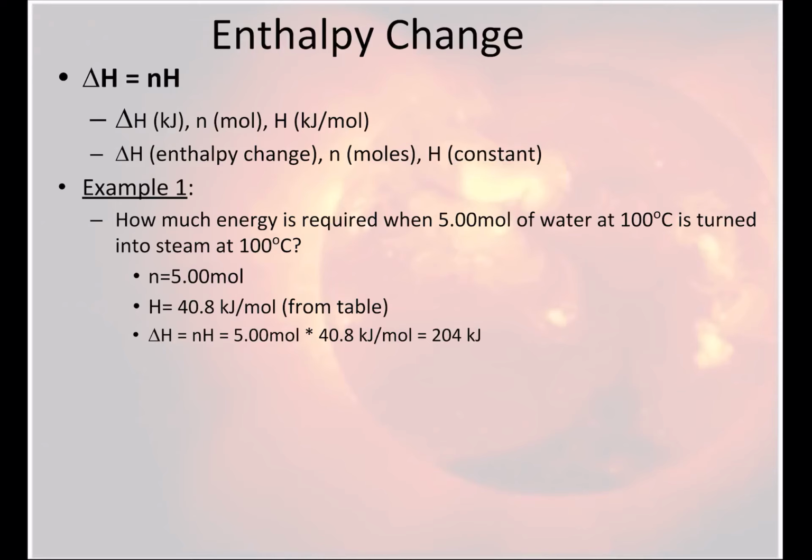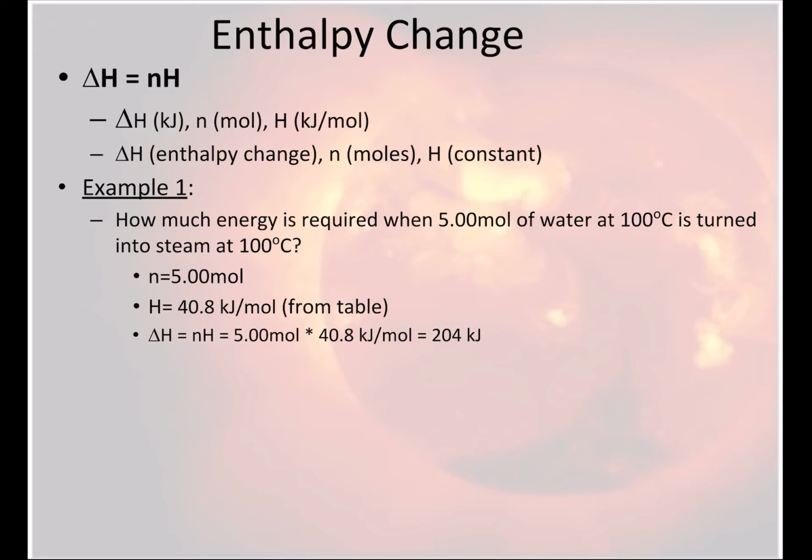So here's an example. How much energy is required when 5 moles of water at 100 degrees Celsius is turned into steam at 100 degrees Celsius? So the temperature is staying the same, and we're really just changing from liquid water to steam. And so this H value you'll find on the back of your periodic table. I'll show you in class where to find those. But you can compute this very simply by knowing the number of moles.